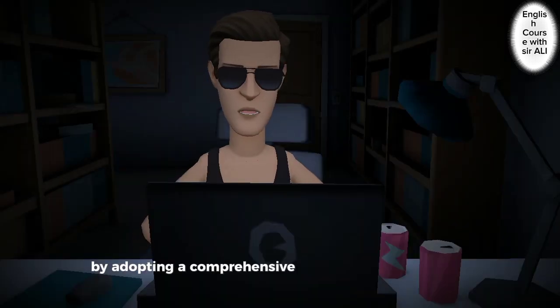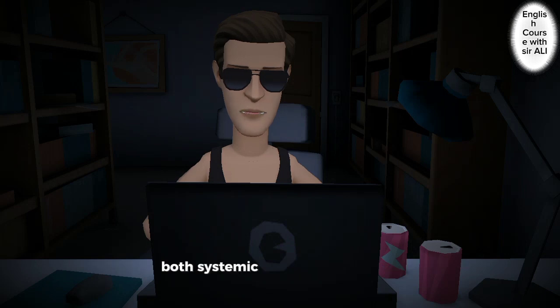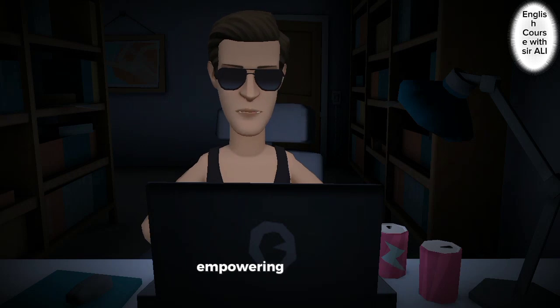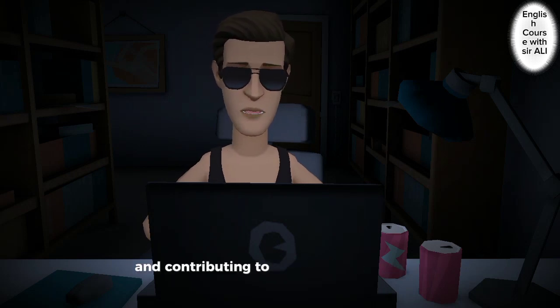By adopting a comprehensive approach that addresses both systemic and localized issues, countries can foster the growth of education, empowering individuals and contributing to national development.